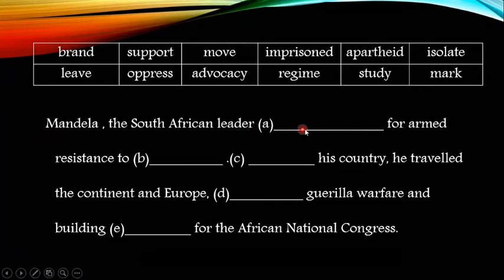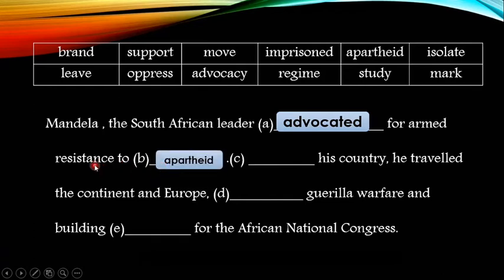Mandela, the South African leader, dashed for armed resistance. He advocated for armed resistance. Check out, we had this option advocacy as a noun form, but we have used it as a verb form. Why? Because after the subject we needed a verb. That's why here we have taken it in the verb form. Advocated for armed resistance to apartheid. He wanted to resist the apartheid, so he wanted to build up an armed resistance force.